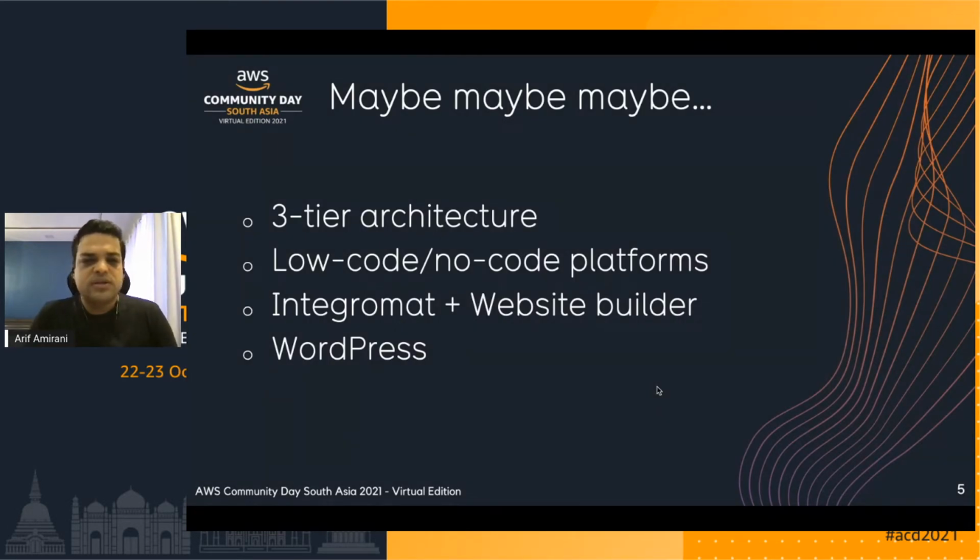There were a few other ways that we could have solved this problem. Of course, 3-tier architecture, we threw that out. We said we don't want to do that. The other option was low-code and no-code platforms, right? They were pretty prolific. They are getting very, very stable. They are getting very mature.